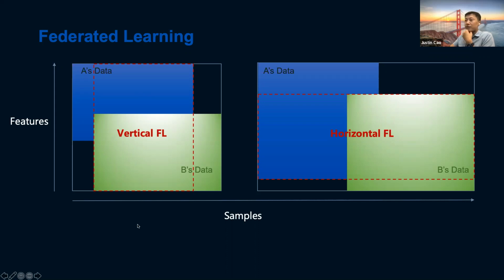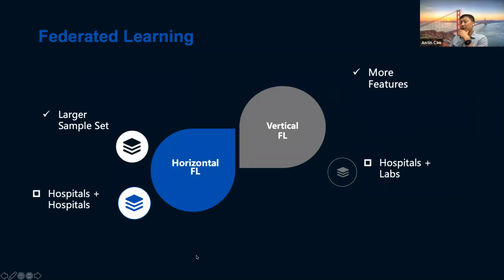So federated learning can also deal with these kinds of applications, basically without sharing the data itself, but you can build a more comprehensive model for a certain person, right? So this is basically reiterating what I just mentioned from the last page. Horizontal federated learning, an example is hospital and hospital together building a larger sample set. The vertical federated learning is essentially hospital and a lab maybe, right? And so it's the same patient, but more features. So you have a more comprehensive model.